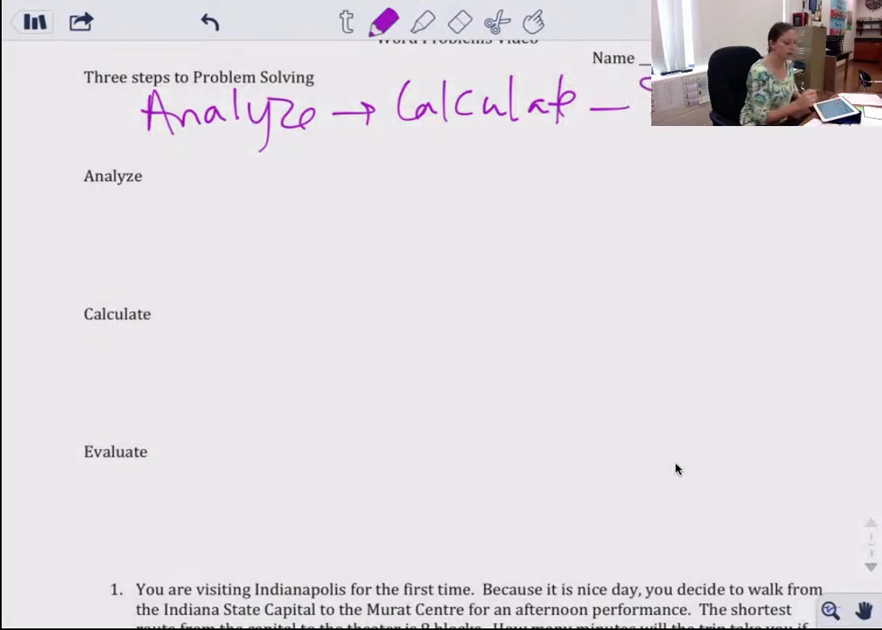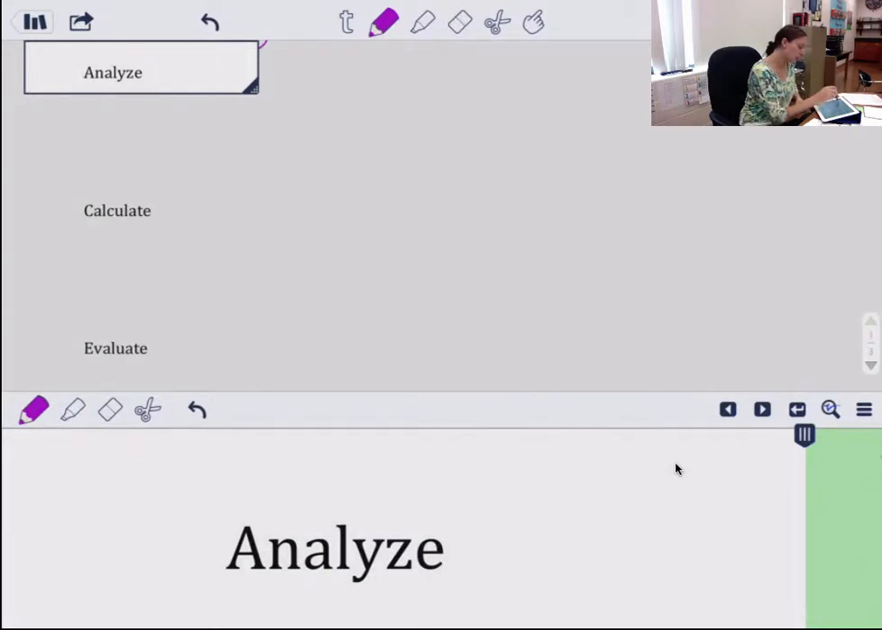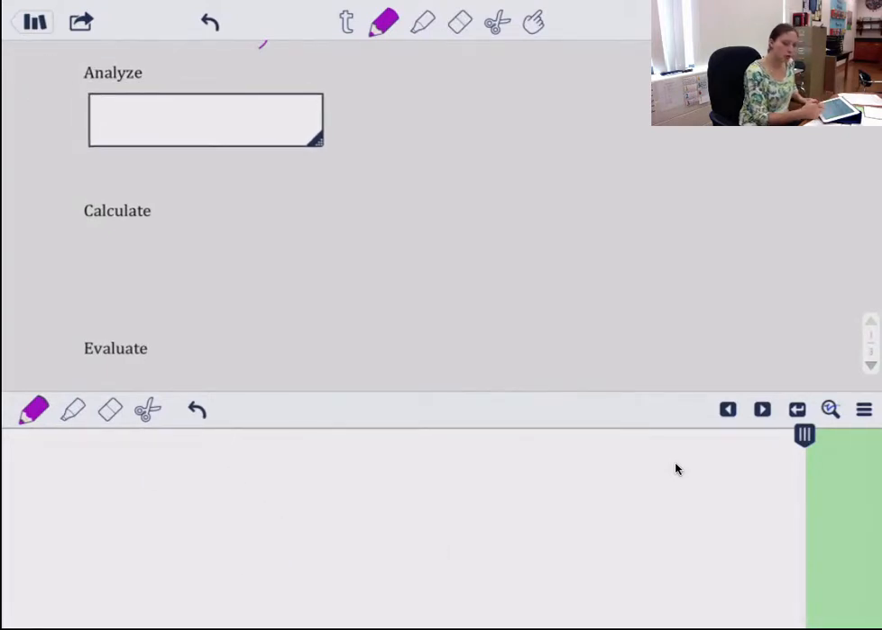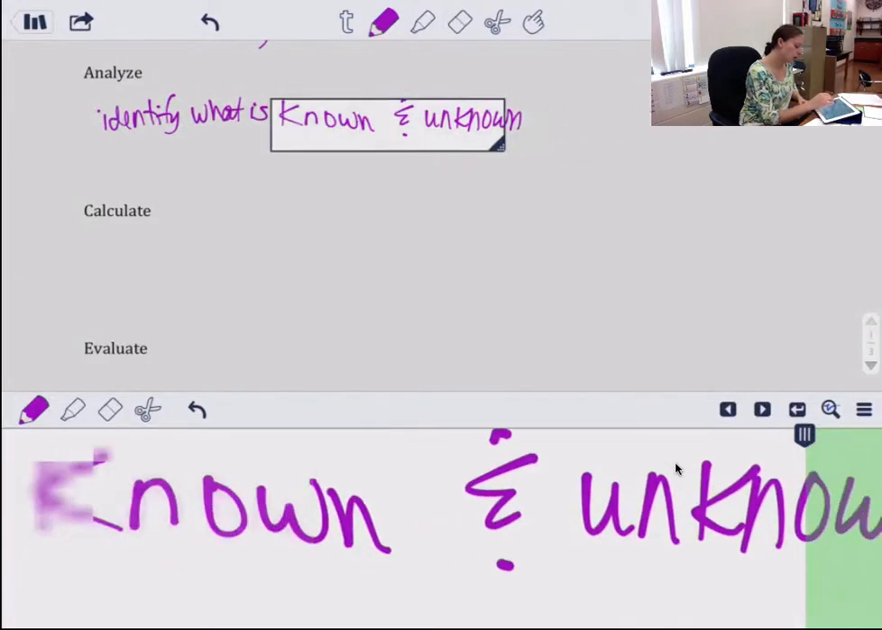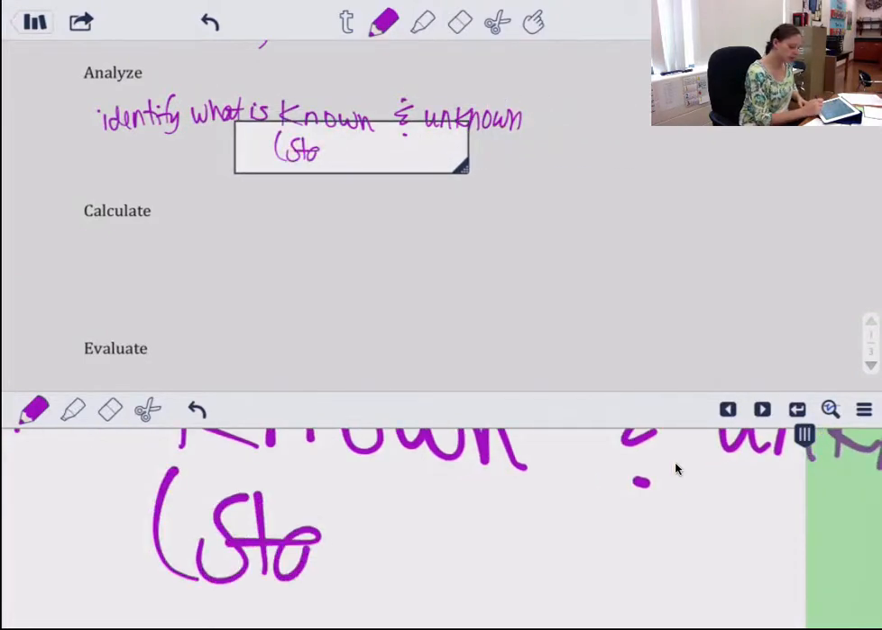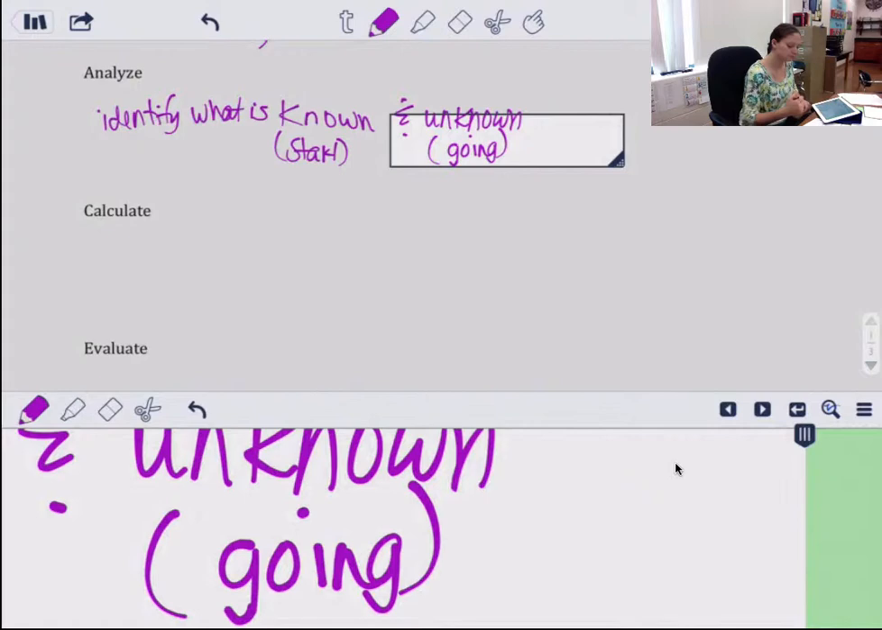Analyze is, in my opinion, the most important step in problem solving. If we want to analyze, what that means is that you have to identify what is known and what is unknown. The known is where you start, and the unknown is where you're going. And it's always good to look at, okay, here's where I'm starting and here's where I'm going.